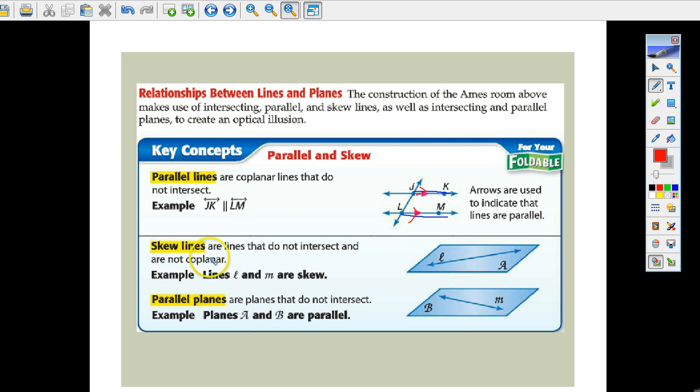Alright, skew lines. Skew lines are lines that do not intersect and are not coplanar. Okay, so they're not on the same plane and they do not meet. So for example, lines L and M. These two lines are skew. They're not going the same direction and they're not on the same plane. Parallel planes are planes that do not intersect.